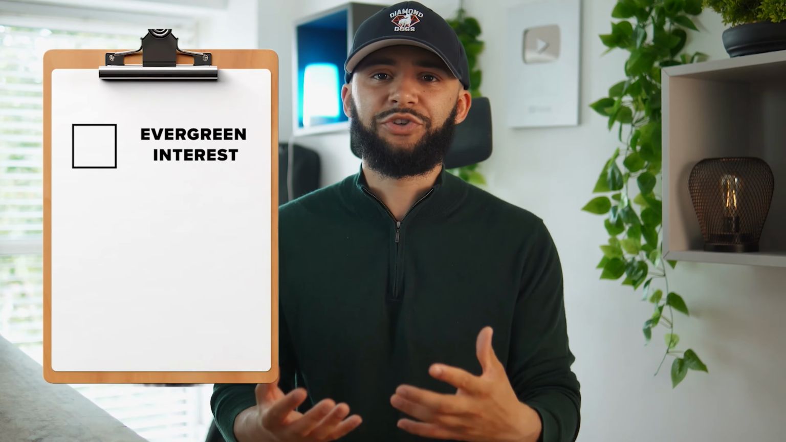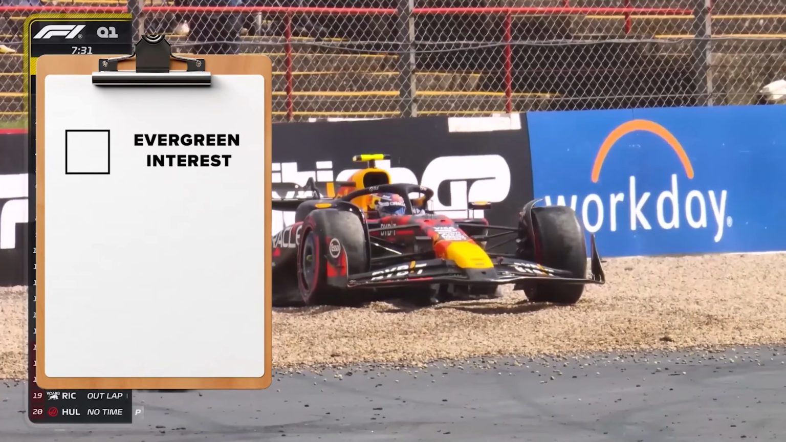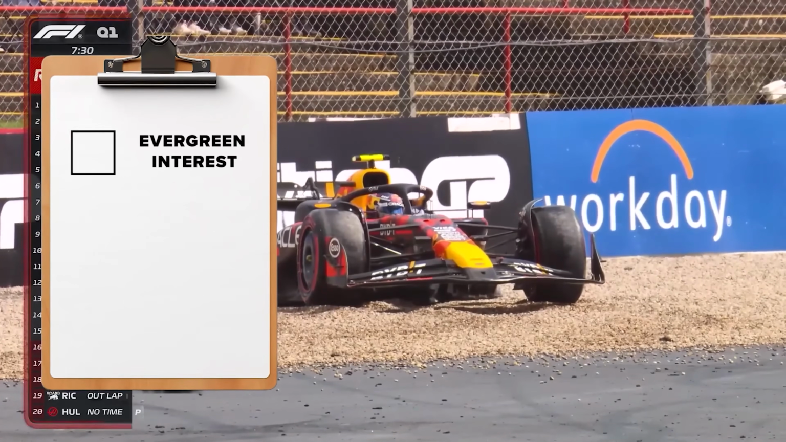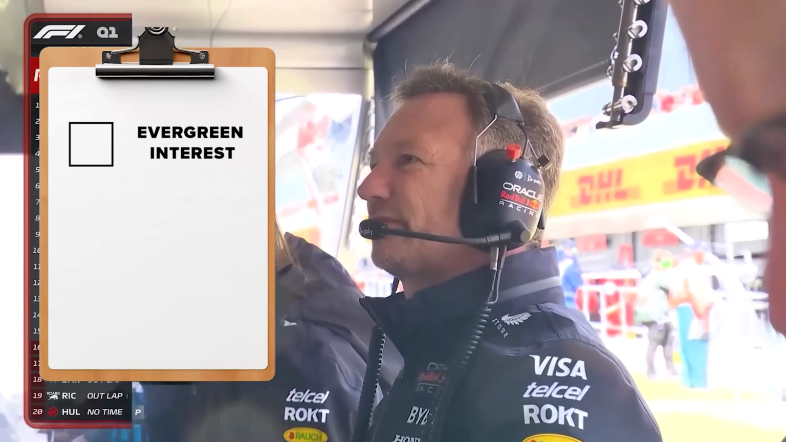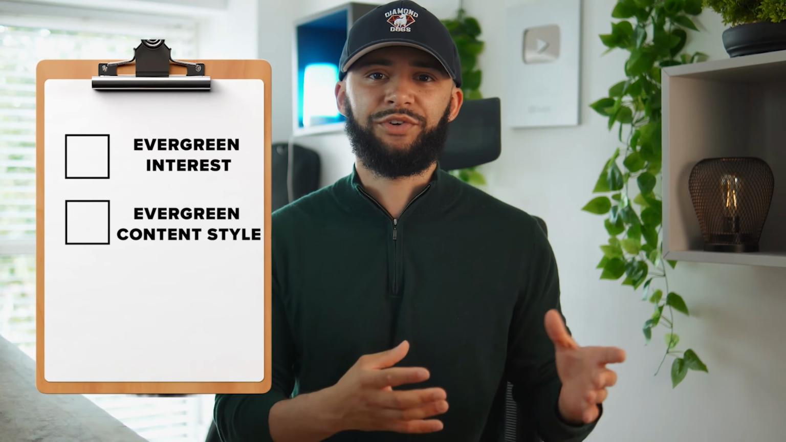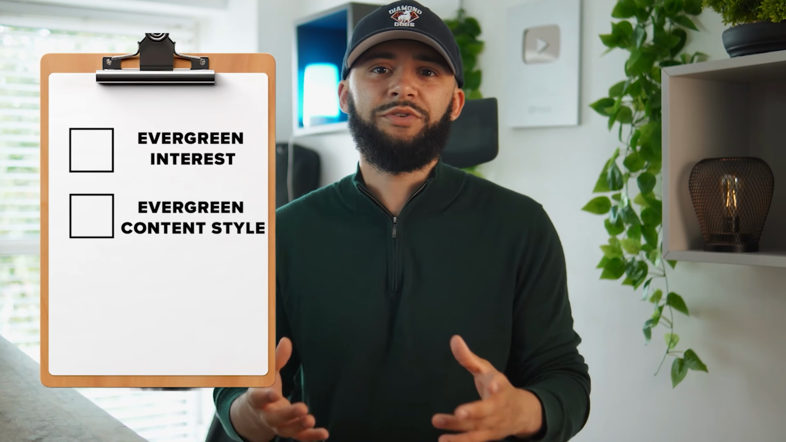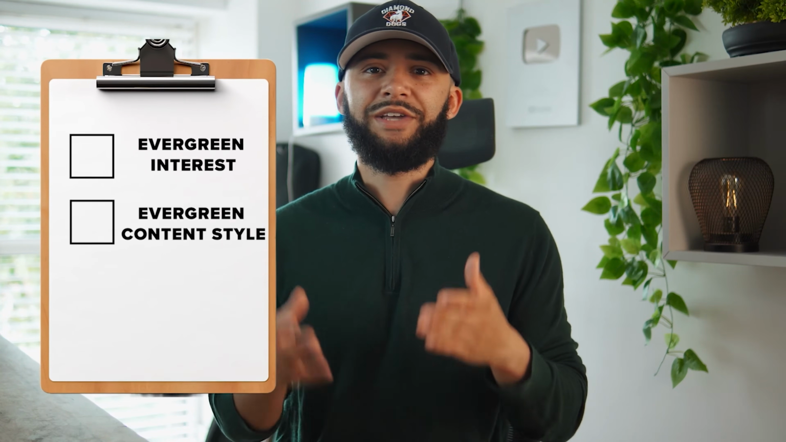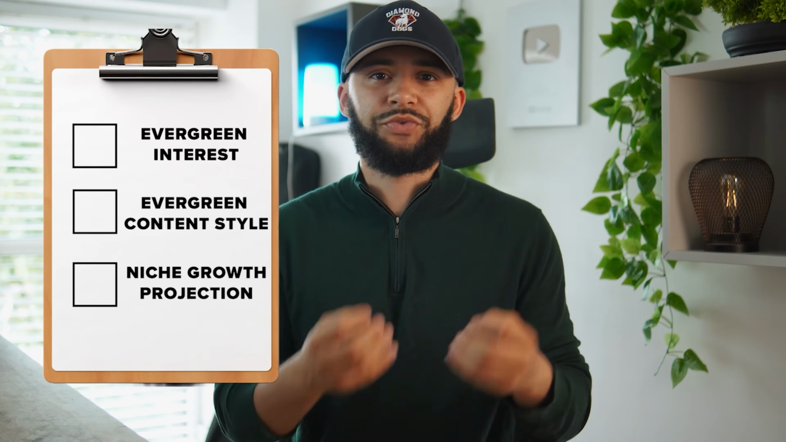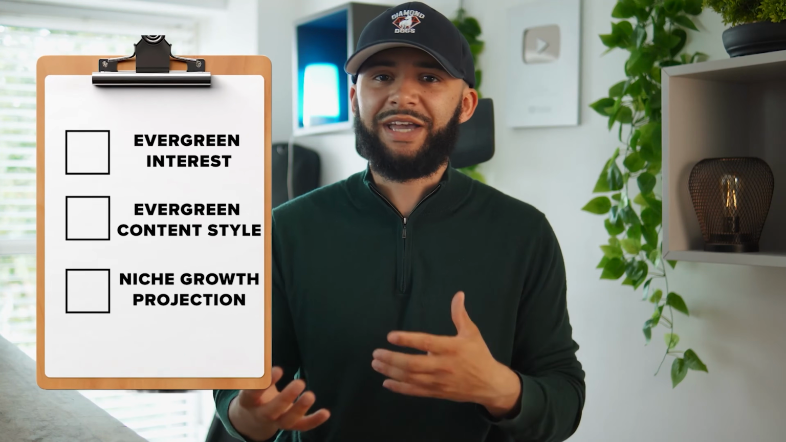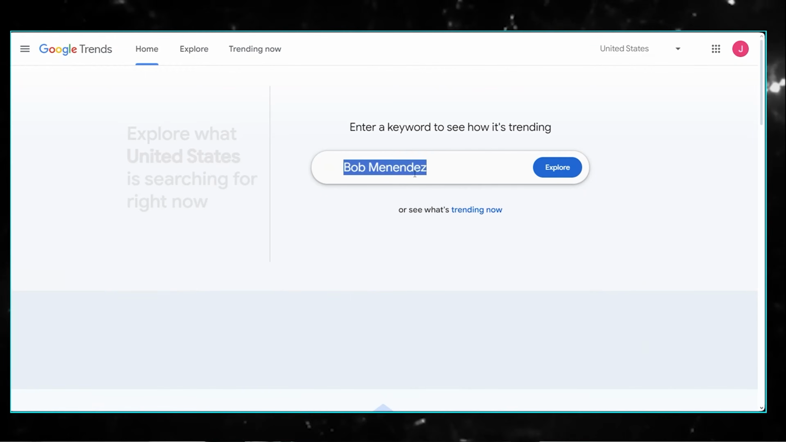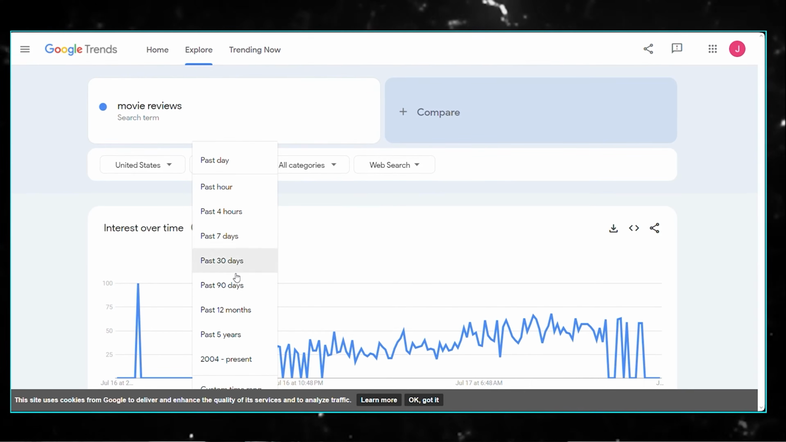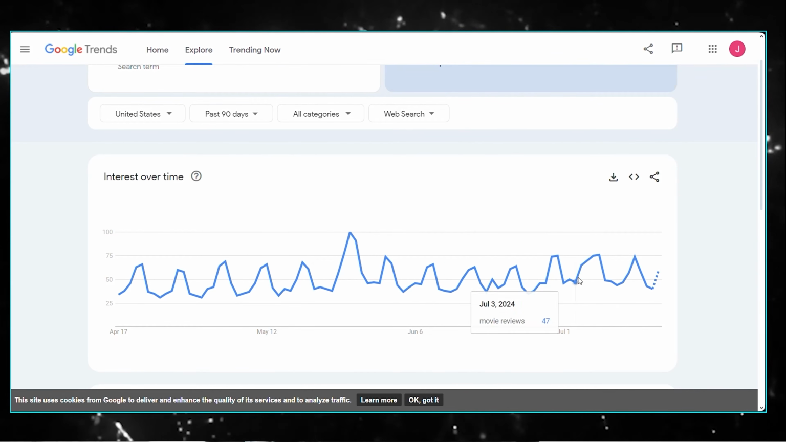Is the underlying interest evergreen? For example, sports that have been popular for decades are likely to be popular in the future. Also, is the content itself within the niche evergreen? For example, if your channel is about current news, then it's only relevant for days, not months or years. Also, is the niche interest itself growing, shrinking, or stagnating? The best way to gauge this is actually by ignoring YouTube and going to Google search trends to see how much that topic is being searched compared to the historical data.